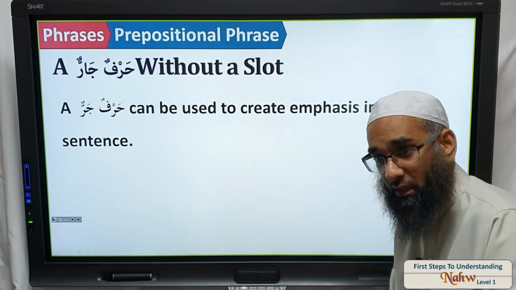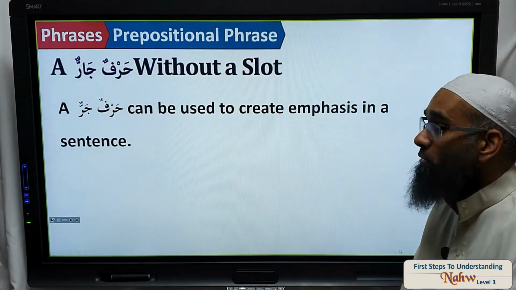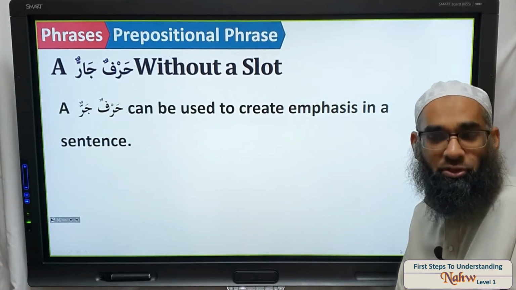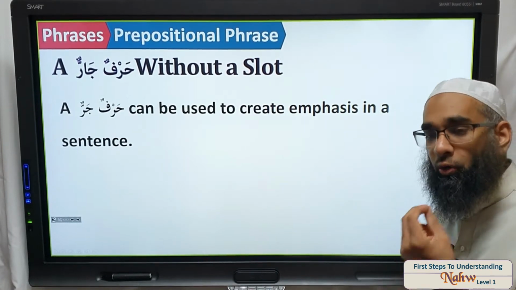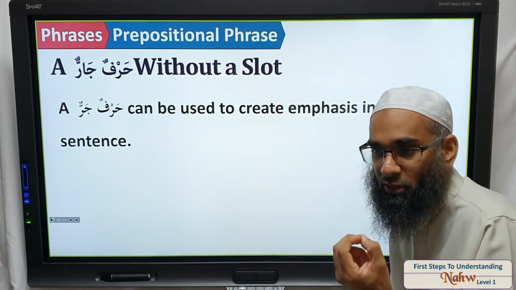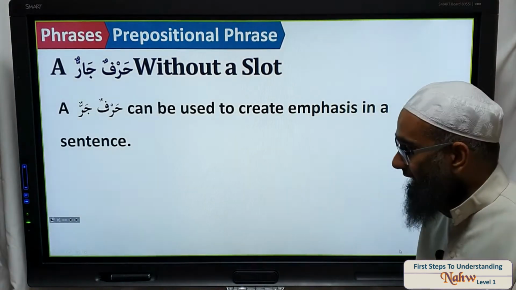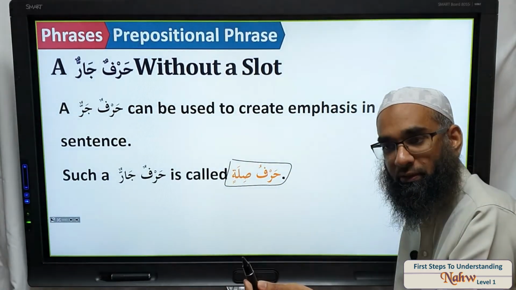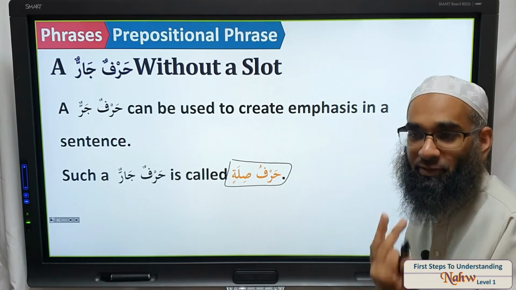So harfun jar, sometimes what can happen, it can be used to create emphasis and not as a harfun jar. Meaning it's a harfun jar always, that's its nature. But you don't translate it. All you do is you add more emphasis to the translation. Do you understand? So in this case, you call this harfu sila. So it is a harfun jar, but it's not used to give a meaning. It's used for what? Emphasis.